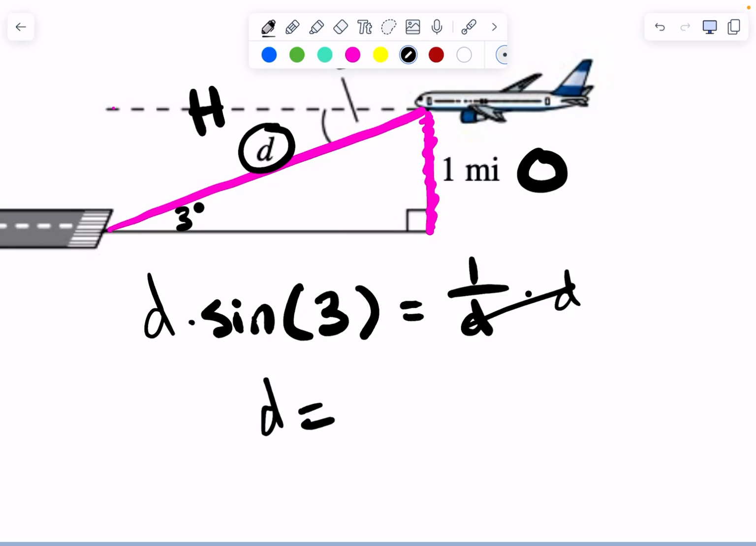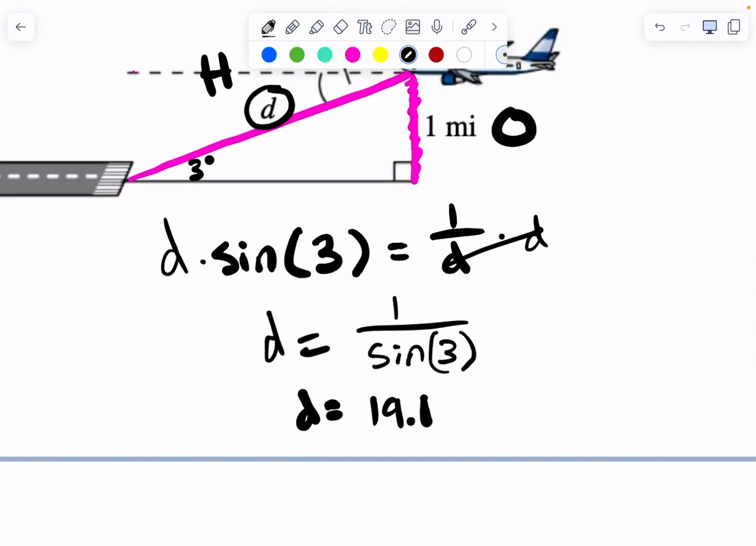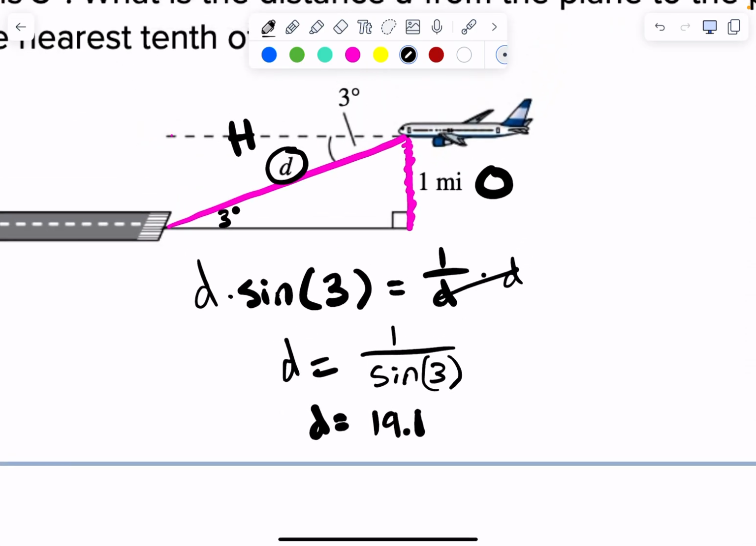Or like Mr. Muth says, you can just swap those two around. 1 divided by sine of 3. Do you need to be in radians or degrees? Degrees. 3 is a degree measurement. 19.1. What units are we in? Miles. Yep, 19.1 miles.